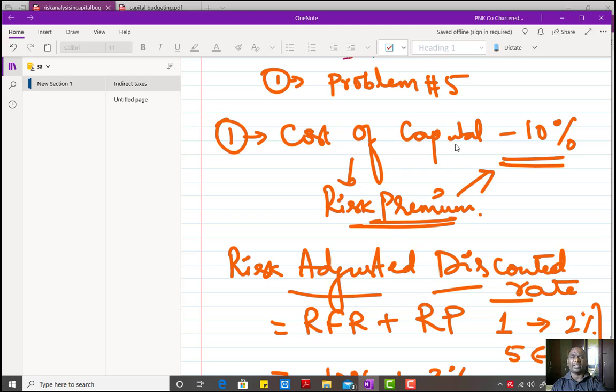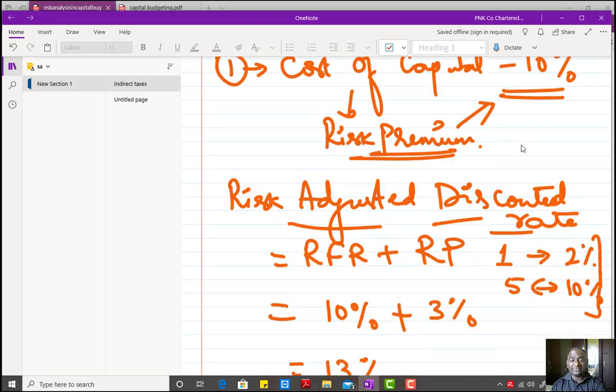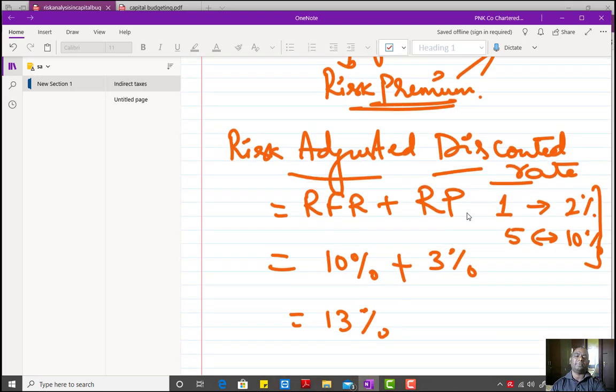Risk adjusted discount rate is nothing but the cost of capital. In the examination, they might directly give you the cash flow and the risk adjusted discount rate; you apply the formula and work out the problem. Or they may give you the risk free rate and the risk premium. Then you just add them up to get the risk adjusted discount rate. Otherwise, everything remains the same.